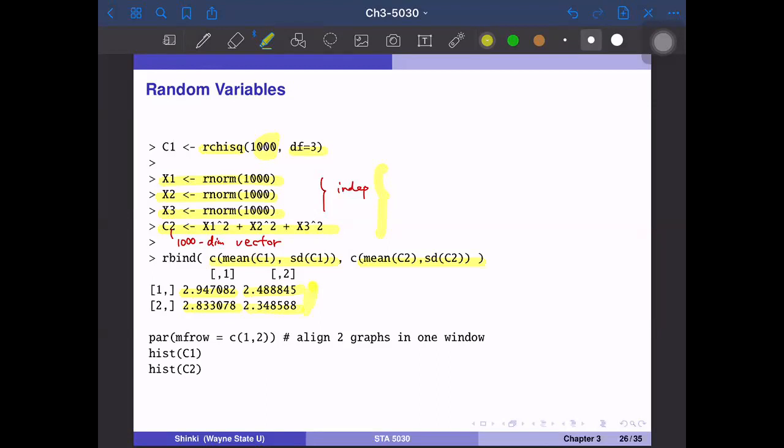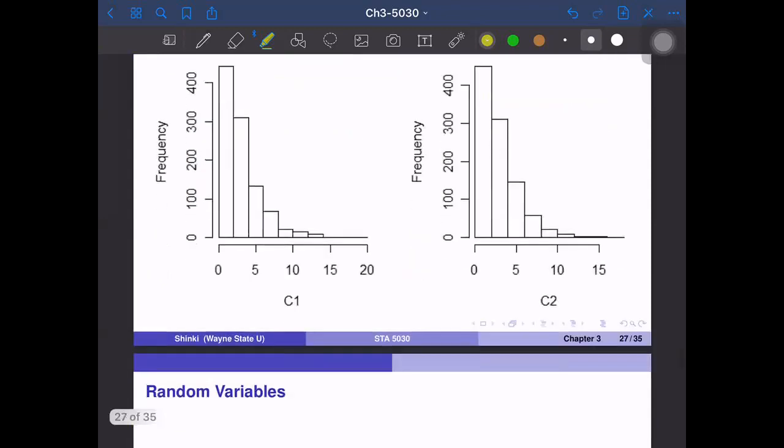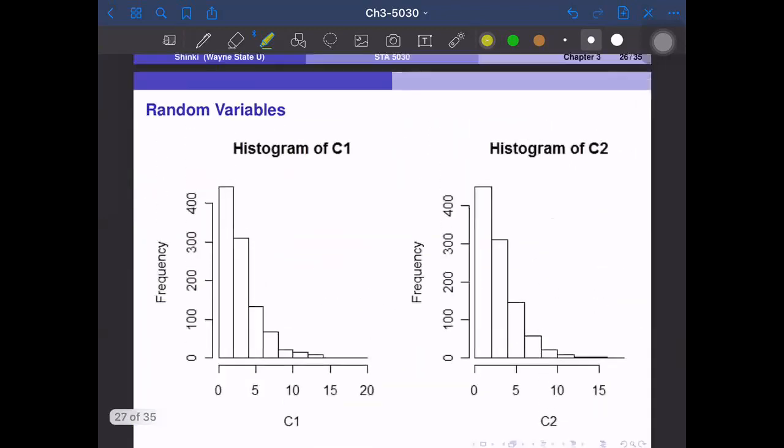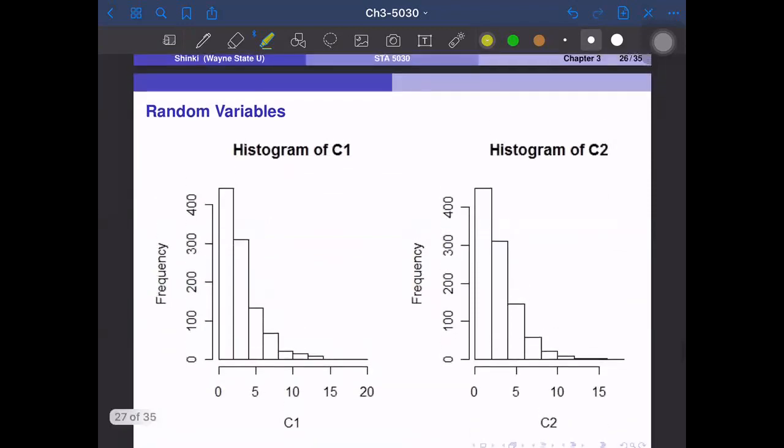If we think about the histogram, since we want to see distributions, the histograms of C1 and C2 become like this. You can see these distributions are very similar. Okay, so this is a demonstration for the chi-square random variable. In this video, we studied several distributions: the binomial distribution, which is discrete, and also the t distribution and the chi-square distribution.